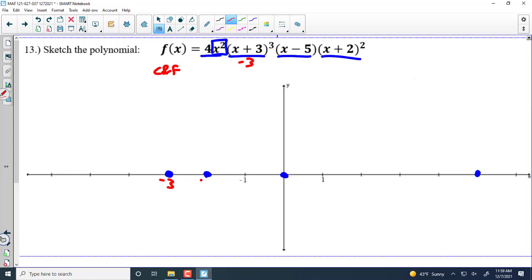What are we going to do at -2? It's got an even multiplicity, so what will we do? We will bounce. What will we do at 0? Bounce, because it's even. And what will we do at +5? Cross, because it's 1.